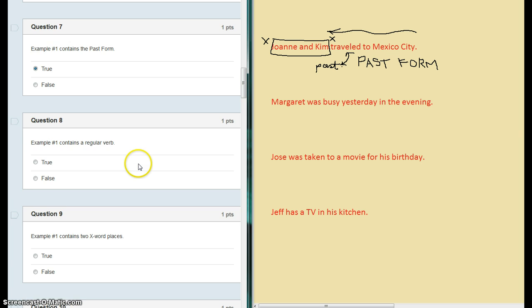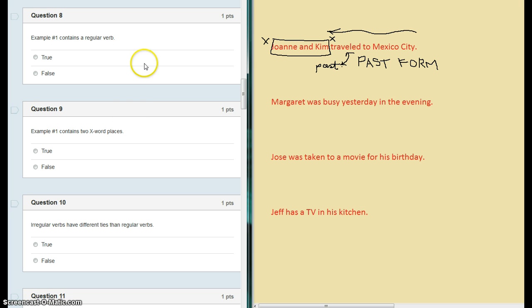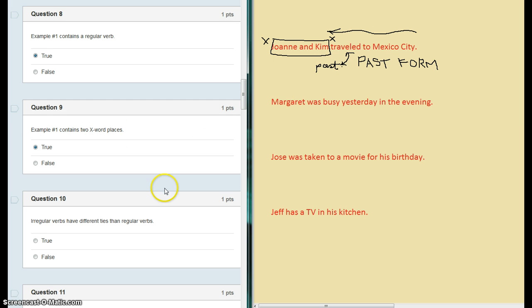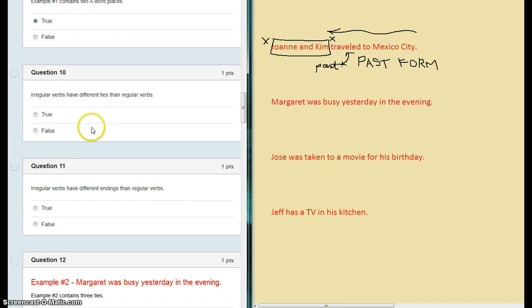True. Example number 1 contains a regular verb. That's absolutely true. Regular verbs form their past and DTN forms by adding ed, just like traveled. Example number 1 contains two X word places. Yes, it does. All sentences contain two X word places.